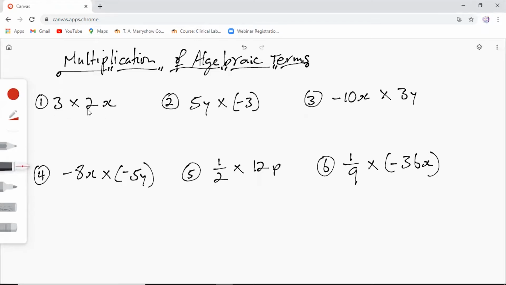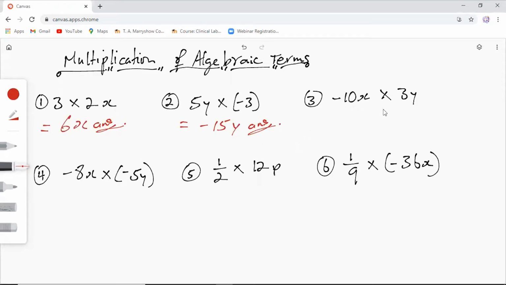We have a total of 20 questions, so we will go through all of them. So the first one says 3 times 2x. And the way we do that is that we take the 3 and we multiply it by the 2 and we bring down the x. So 3 times 2 is 6. So we get 6x as our answer. Okay, 6x. For number 2, we have 5y multiplied by negative 3. 5 times negative 3 is negative 15. And then we bring down the y, negative 15y.